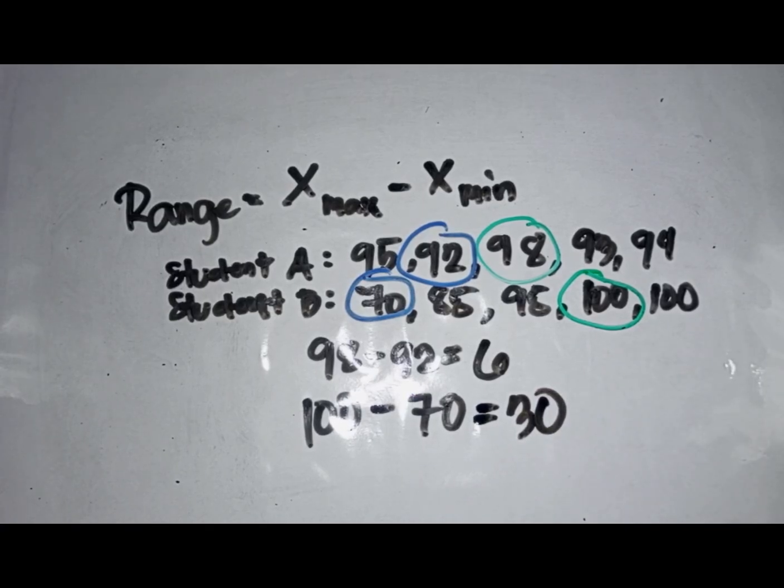So what does this tell us? Student A's scores are more consistent, clustered together with a small range of 6. While student B's scores are all over the place, from a low to a perfect 100, with a much larger range of 30. Okay, so the range is easy, but it only uses two data points.